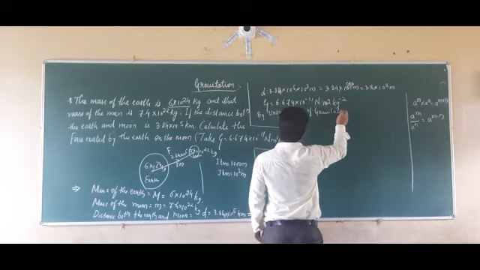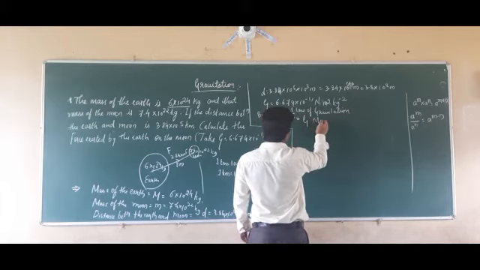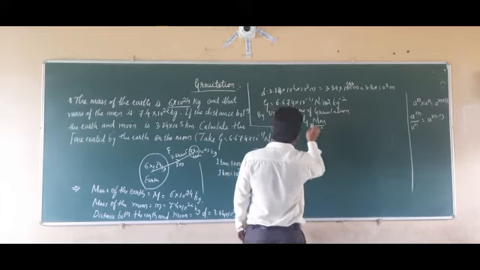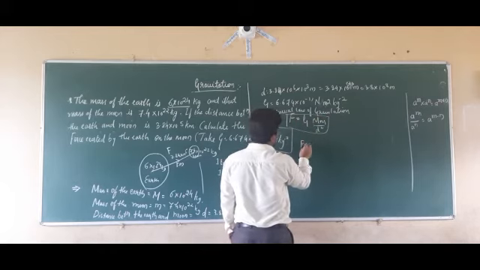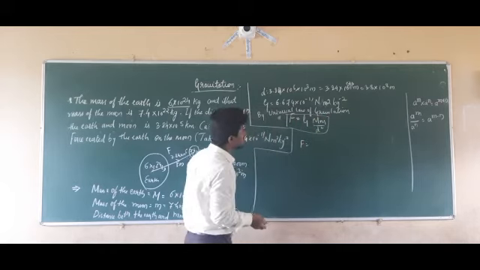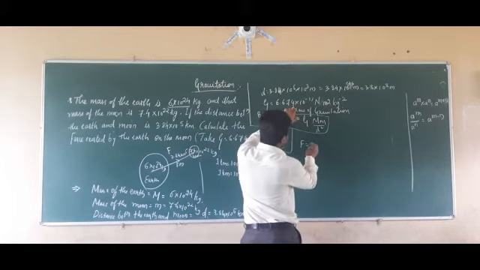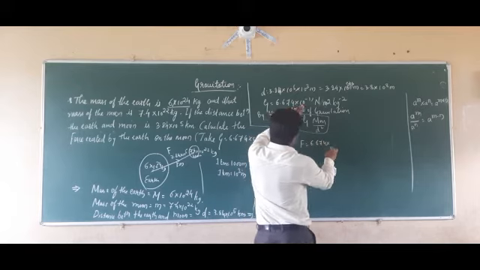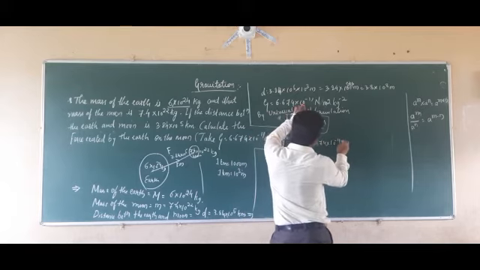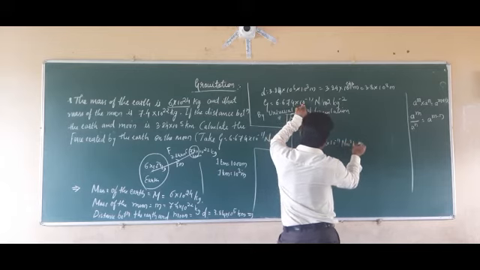By the universal law of gravitation, F is equal to G M m divided by d square. This is the formula we have. Now put all the values. Therefore, F is equal to, what is the value of G here? G is given as 6.674 into 10 raised to minus 11 Newton meter square per kg square.